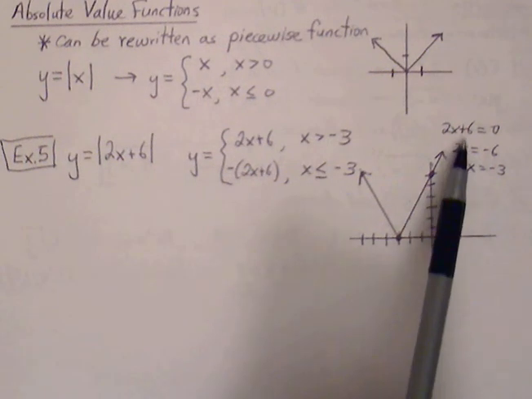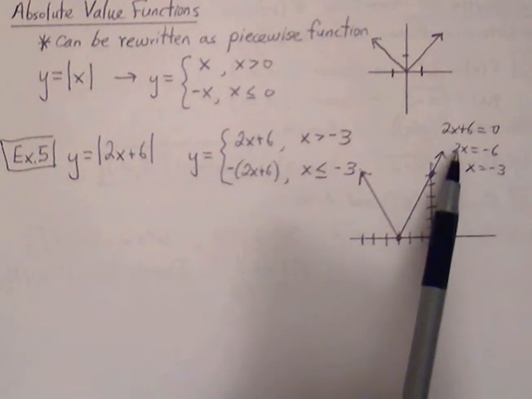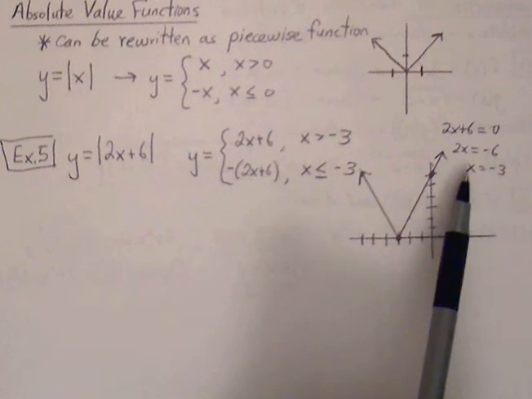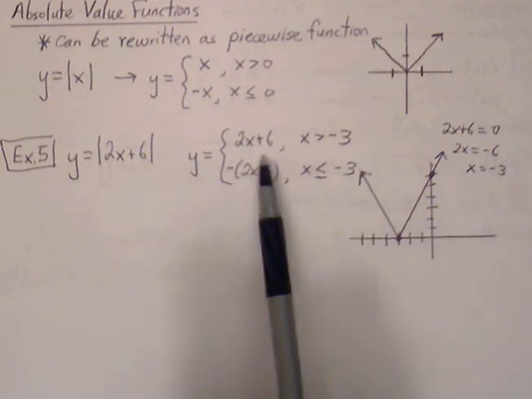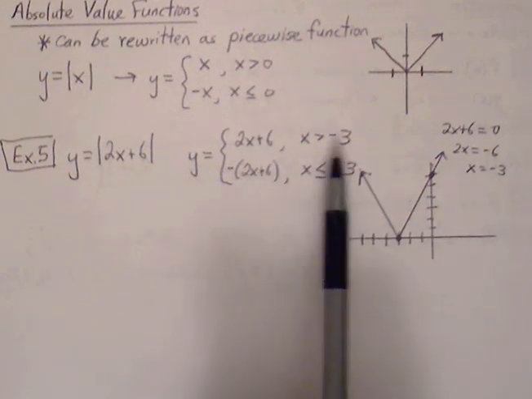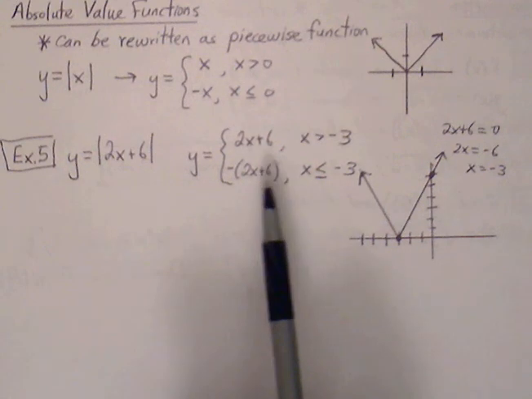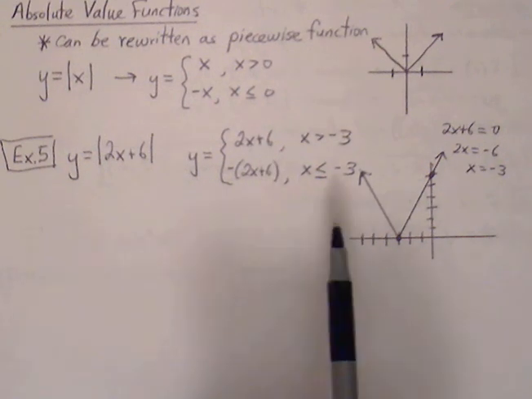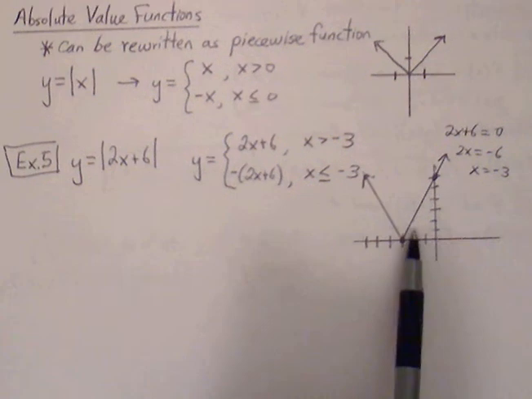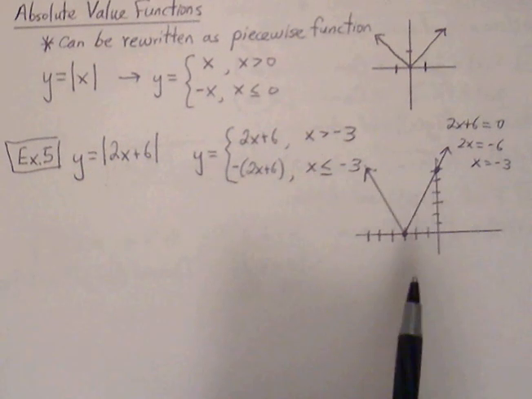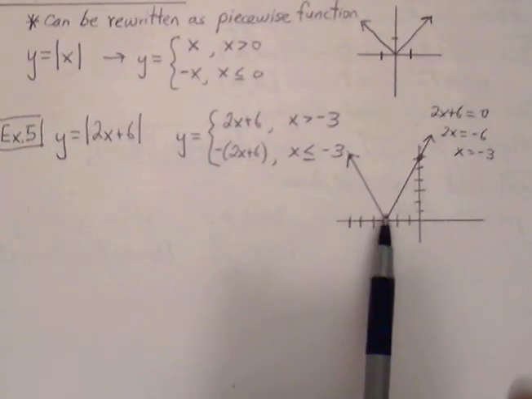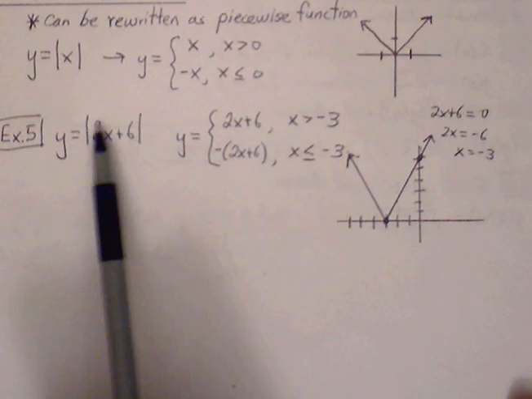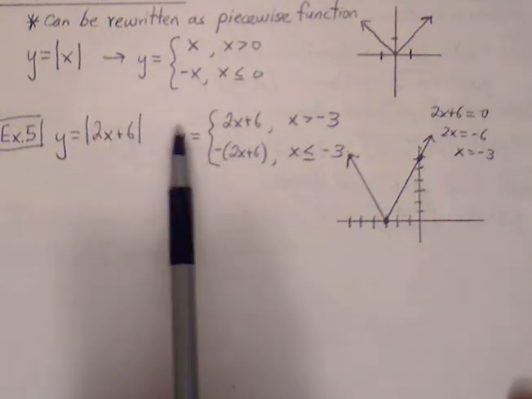So 2x plus 6 will exist to the right of negative 3, and then negative 2x plus 6 will exist to the left of negative 3. So then we have a graph that looks like this. The vertex is always going to be the expression inside followed by whatever is outside. Now here there are no values outside, so our vertex will simply be negative 3, 0, as we can see here in the graph.